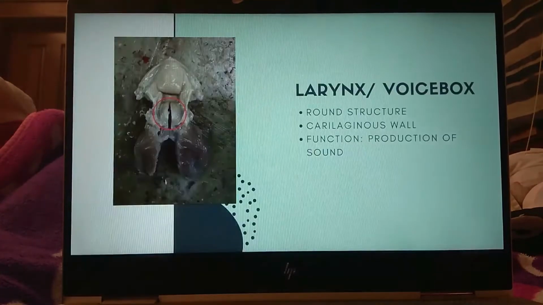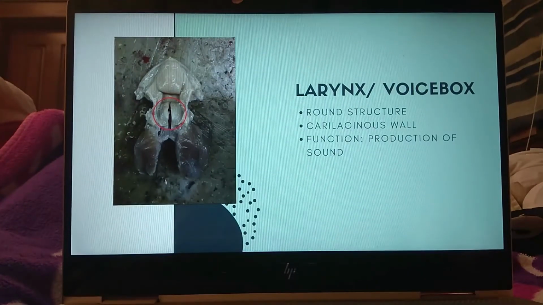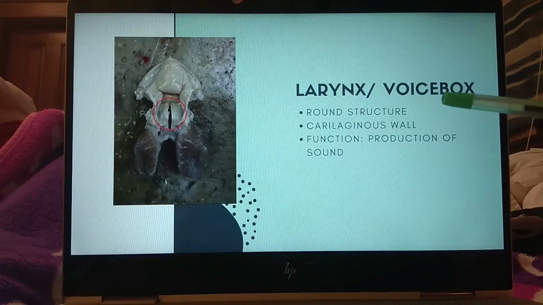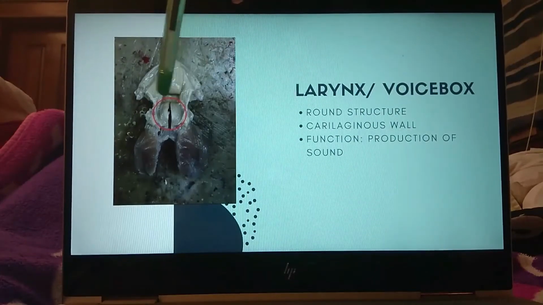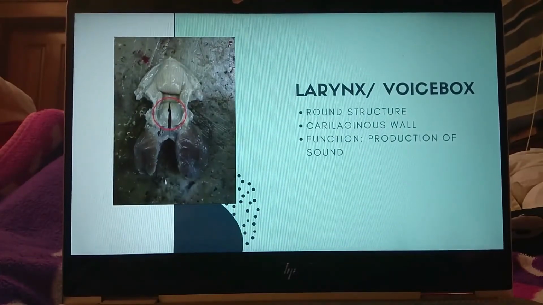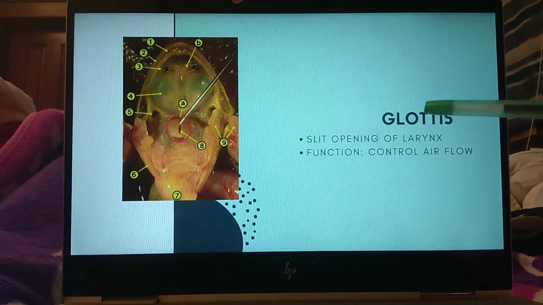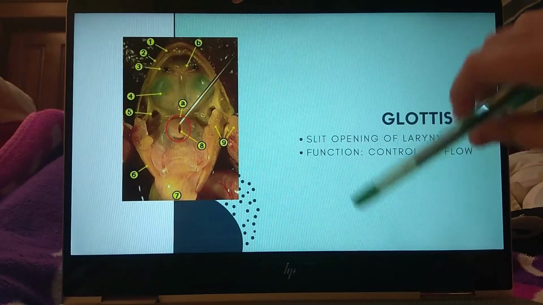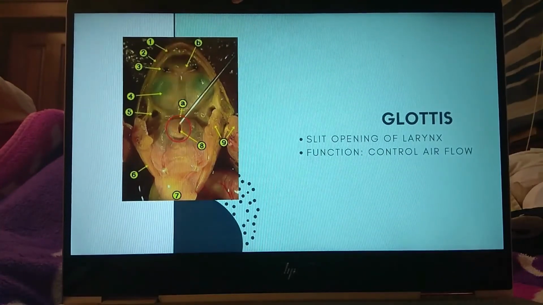So, the larynx or voice box. This is a round or ovoid structure with cartilaginous walls which functions in the production of sound. Here, we have the larynx or voice box. Next, we have the glottis, which is a slit opening of the larynx which functions by controlling the airflow that actually enters in. Here, this slit opening is the glottis.